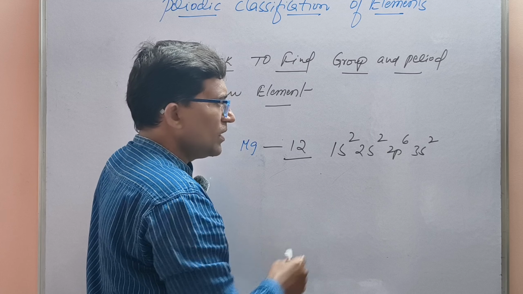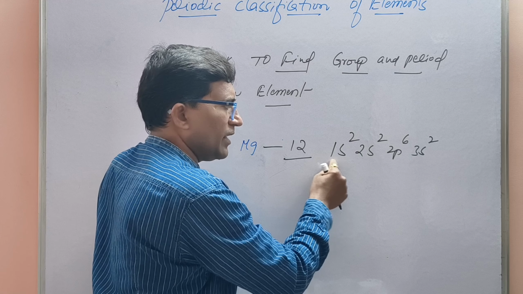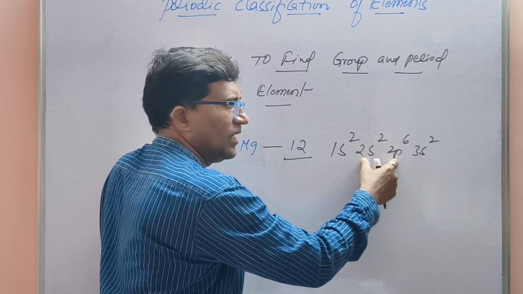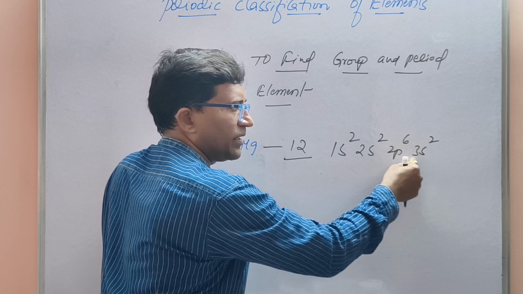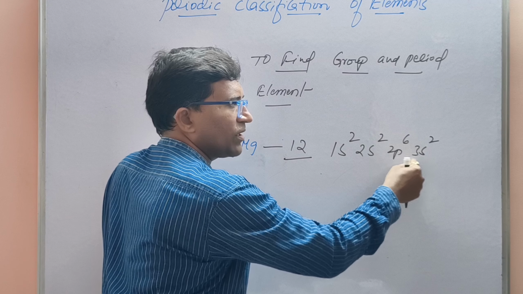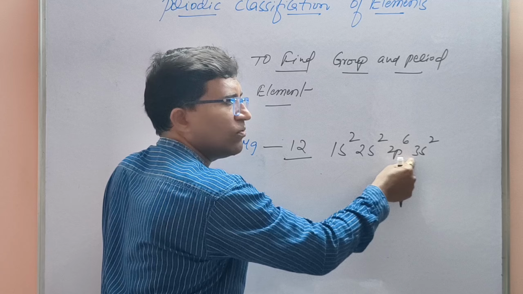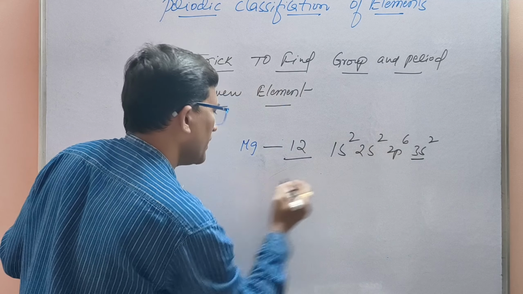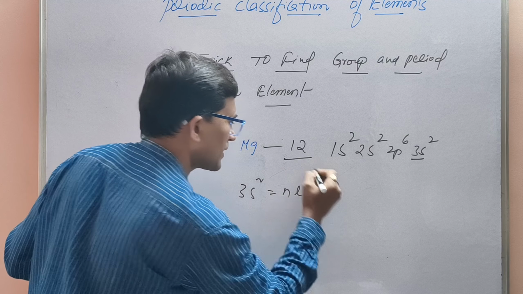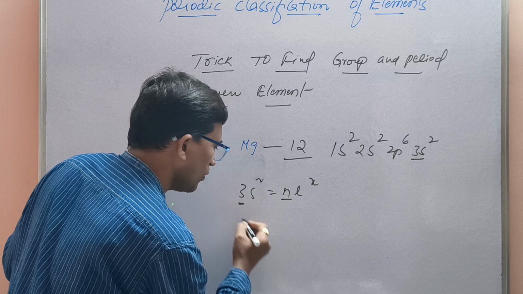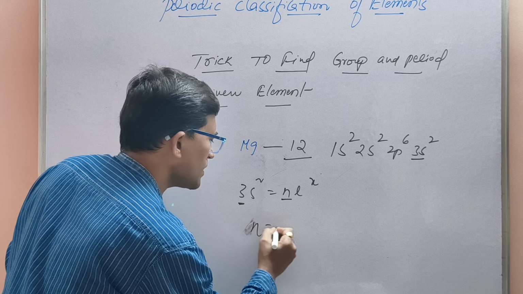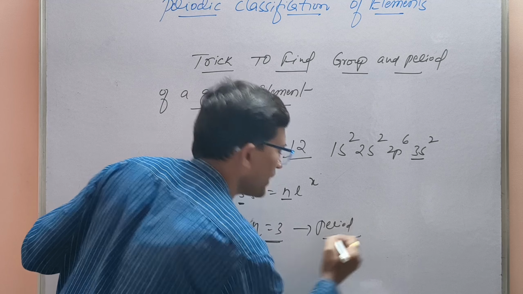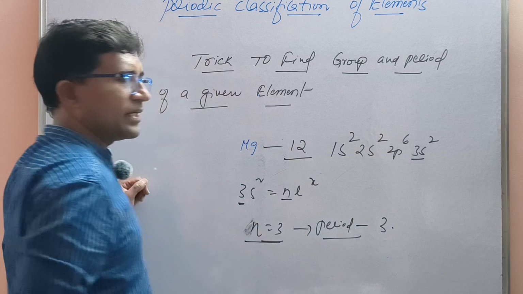In this configuration, 1s2 means n is equal to 1, the first shell. Here n is equal to 2, so these come under the second shell. And in front of the s orbital here, we have 3, so n is equal to 3. If I compare this configuration with the nlx method, n is equal to 3. So the n value tells us which period the element belongs to. The period number is 3, the third period.